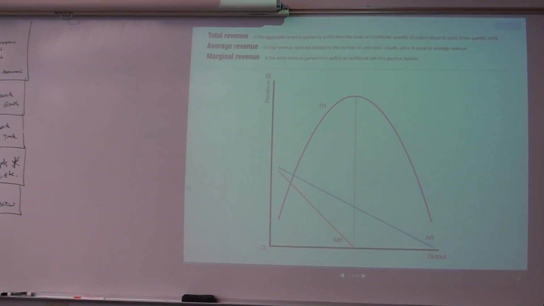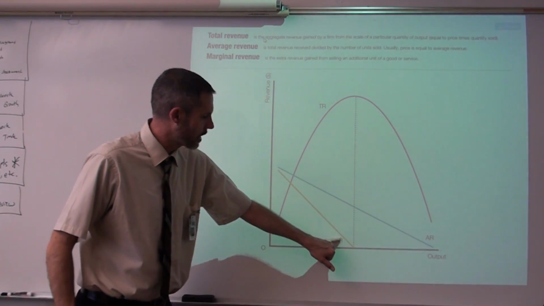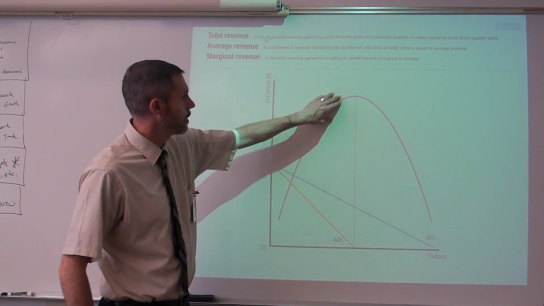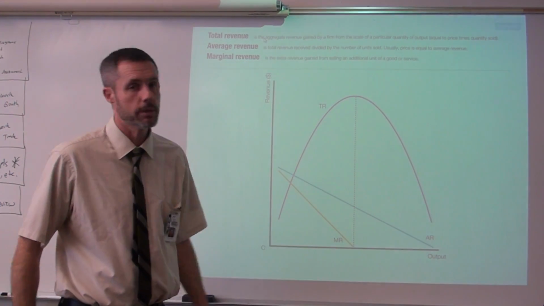Total revenue, at some point as it goes up, is going to reach its maximum. That's when marginal revenue of a product is zero. Remember, your average revenue curve is your demand curve, which we'll get to later. Marginal revenue cuts that in half. As long as marginal revenue is positive, your total revenue is going up. The maximum point for total revenue is when marginal revenue equals zero.